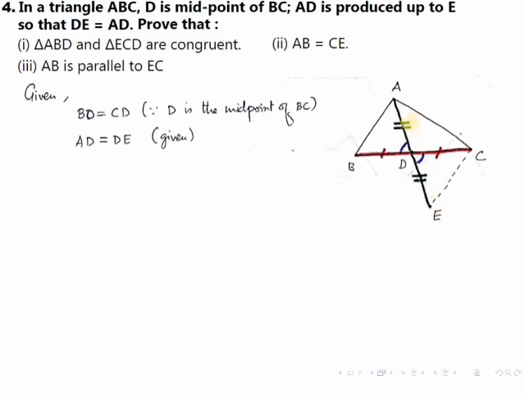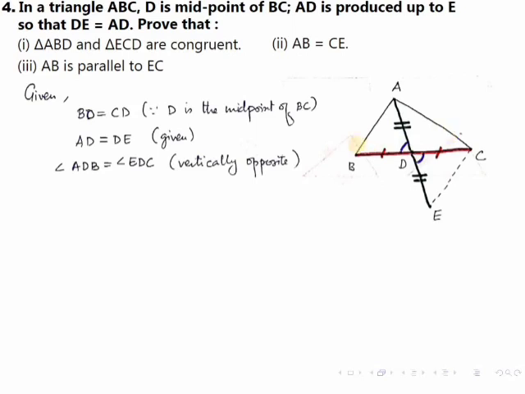So if you extend this AD up to E, so that AD and DE are equal to each other, then we need to prove that triangle ABD and triangle ECD are congruent. So in order to make ECD, what we'll do is we will join EC here. Okay, right. So what we can observe here is, we have this angle and this angle, they will be equal. You know why? Because they are vertically opposite angles.